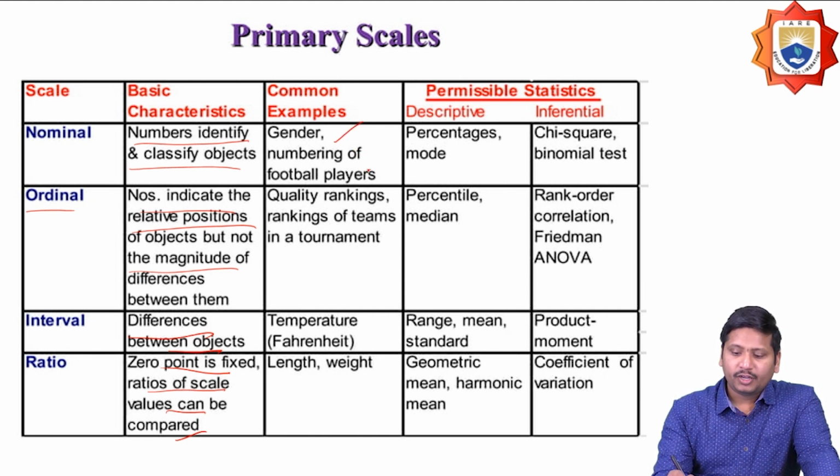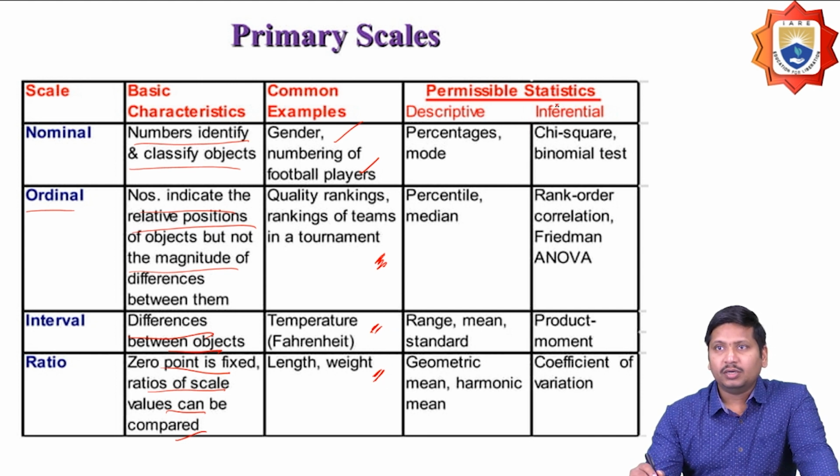Just now what I said: gender and the numbering of football players come under nominal. Similarly, the quality rankings of the teams in the tournament are considered ordinal. Temperature in Fahrenheit is an example of interval. And ratio level means the length and height of a person, which is considered the ratio scale.